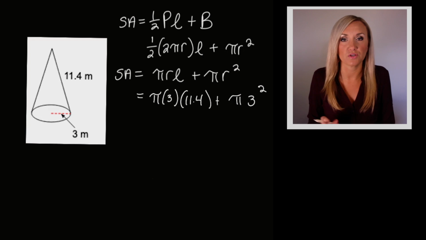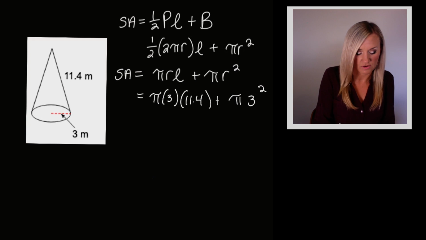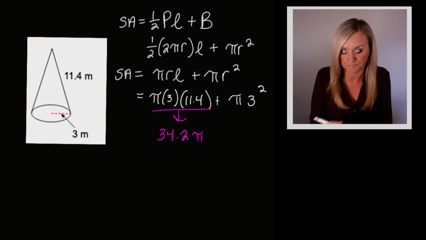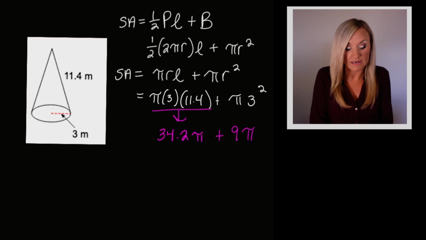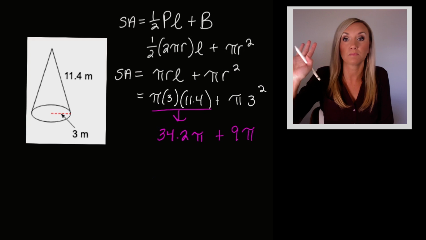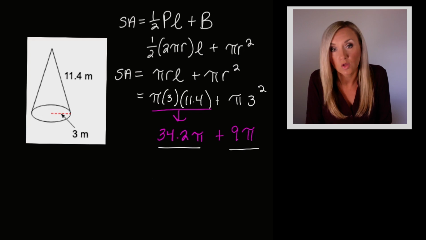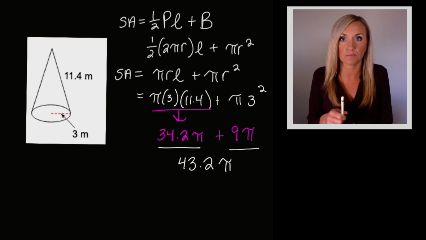I always recommend for you to leave pi till the very end. That way you do not have any type of rounding error. So what I would like you to do is 3 times 11.4, which is 34.2, and just leave the pi on with it. Plus 3 squared is 9, so that would be 9 pi. Now, still leaving pi, we have 34.2 pi and we have 9 pi. So how many pi do we have total? Well, we have 43.2 pi. This is really important that you do that.